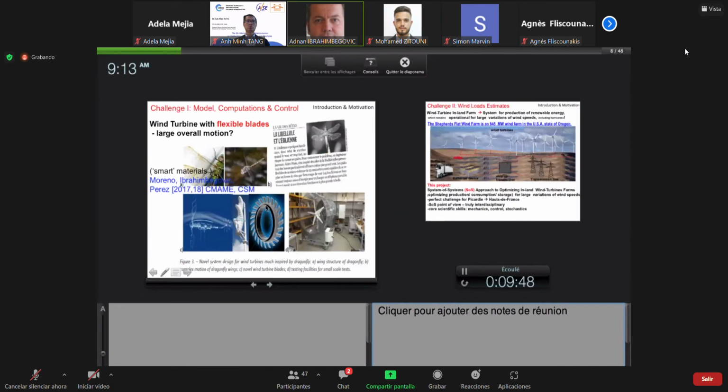Overall, if you have flexible blades, it's much easier to start. Starting the rotation of the wind turbine with flexible blades is easy. You can see the leaves of a tree turning all the time. But what becomes really difficult with flexible blades is to control them.